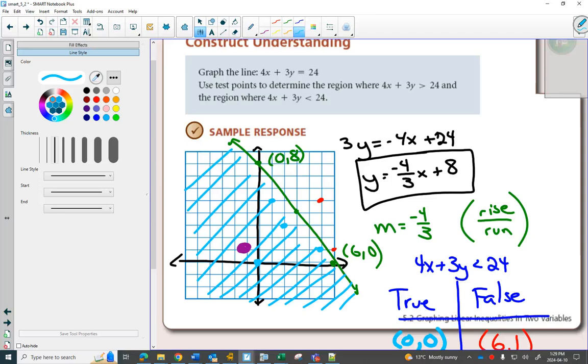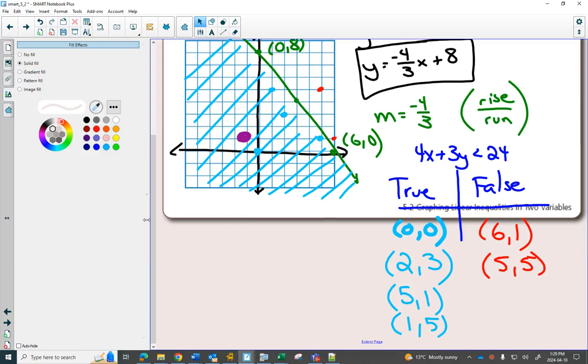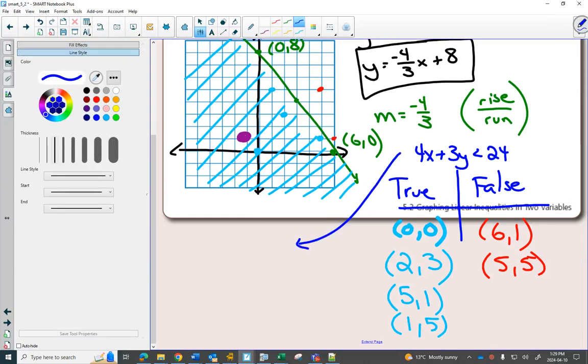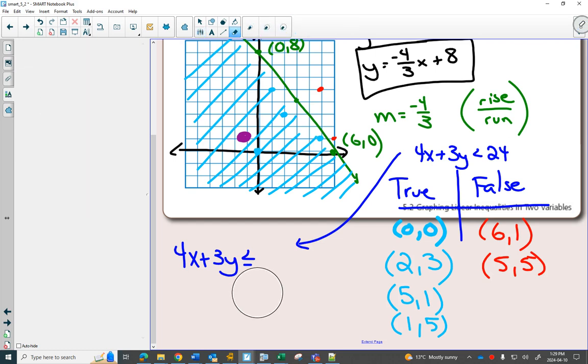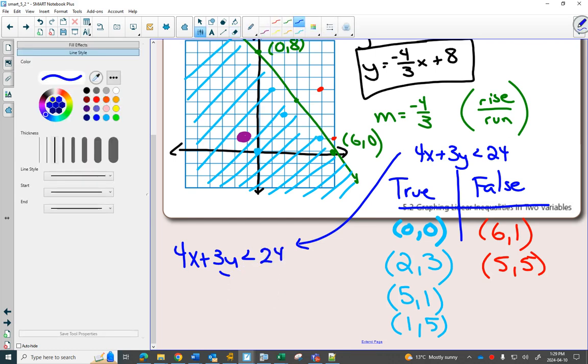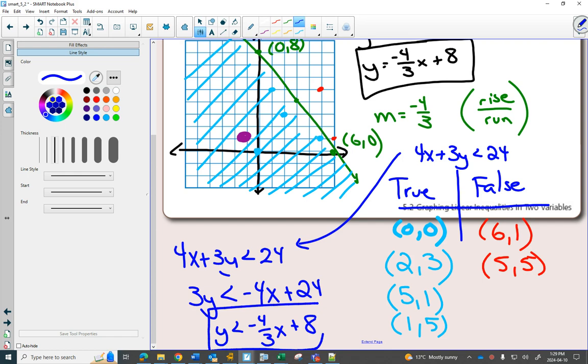In fact, we could rearrange this inequality a little bit. Okay. So I'm going to take this inequality. I have 4x plus 3y is less than 24, not equal to, is less than 24. I could move the 4x over, and I could divide by 3, and get my y equals mx plus b, the same as I have in black, but now instead of an equal sign, I have a less than sign.